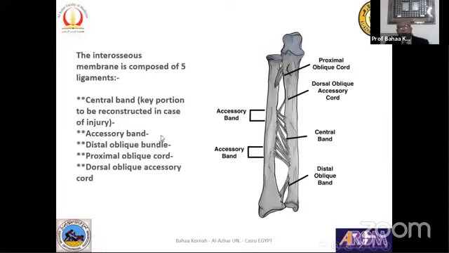And what about the interosseous membrane? This is a very important structure, attaching the radius to the ulna and transmitting force. The interosseous membrane is composed of five ligaments. The main one is the central band, which is the key portion for reconstruction in cases of injury. The others are the accessory band, distal oblique band, proximal oblique cord, and the dorsal oblique accessory cord. This is the structure of the interosseous membrane, and this is the main stabilizing factor of the relation between the radius and ulna.